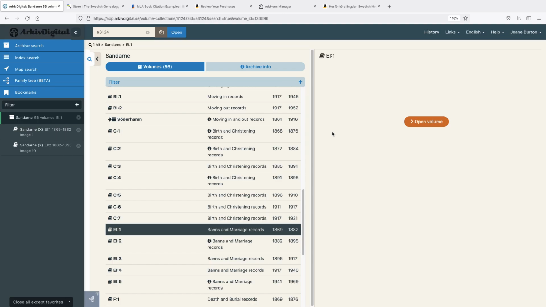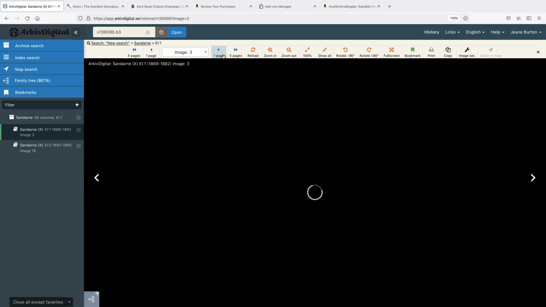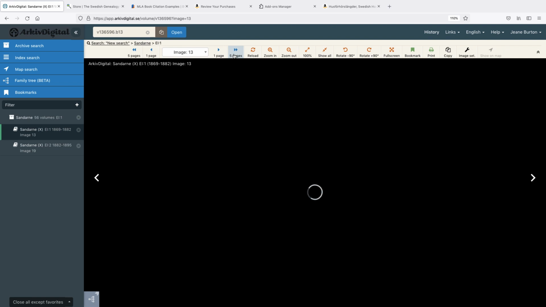Now we're going to find Hilma's marriage record. The household record states that Hilma was married November 27th, 1892, but it doesn't tell us where, so we assume it's Sandarna. Going to Sandarna, we open this book that correlates with the date. We go through till we can find the correct record.